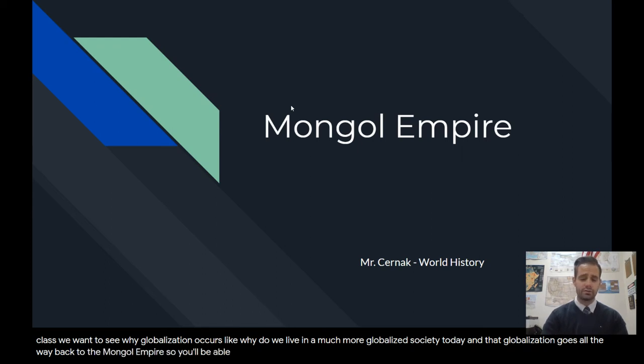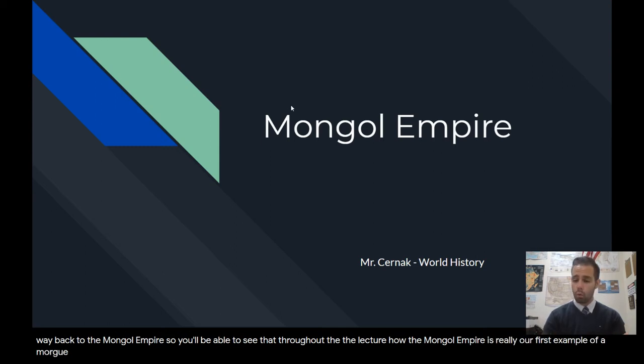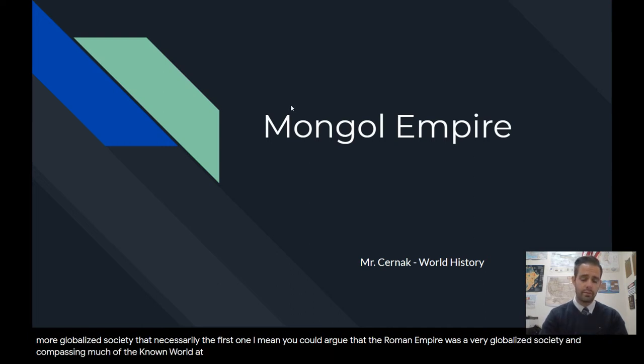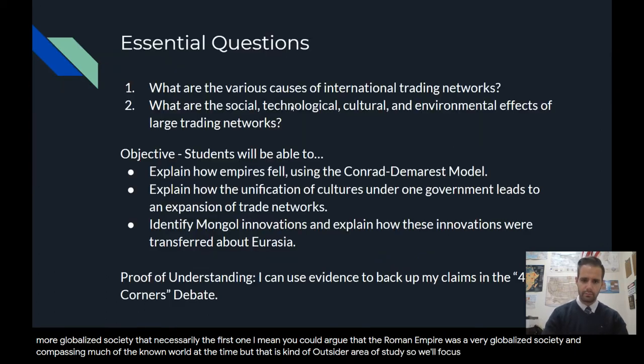You'll be able to see throughout the lecture how the Mongol Empire is really our first example of a more globalized society. It's not necessarily the first one. You could argue that the Roman Empire was a very globalized society encompassing much of the known world at the time, but that is outside our area of study. So we'll focus in on the Mongol Empire.